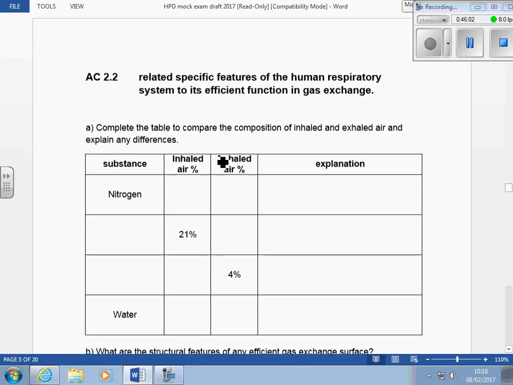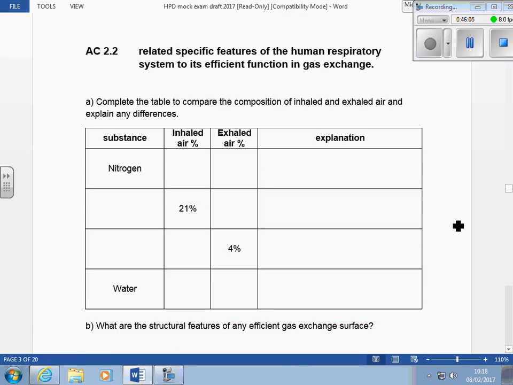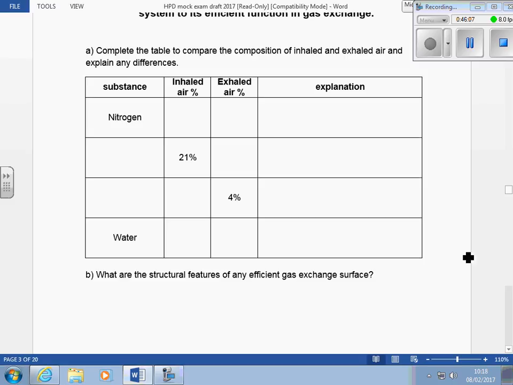Okay, respiratory system. This one should have been very straightforward. This is really, I would say, not beyond GCSE. We're only looking for approximate values here, but nitrogen in, 78 to 79, and nitrogen out, let's call it 78 today.